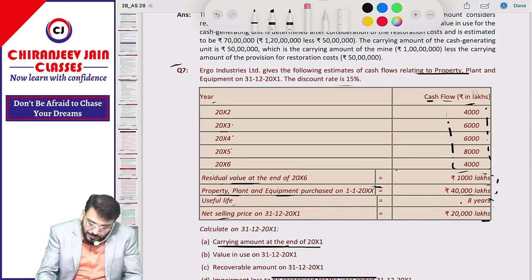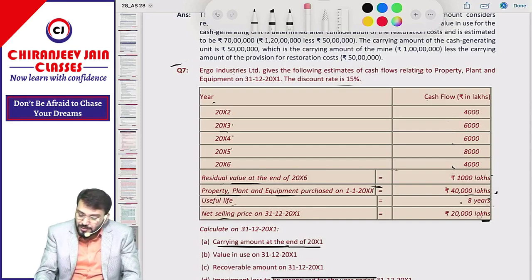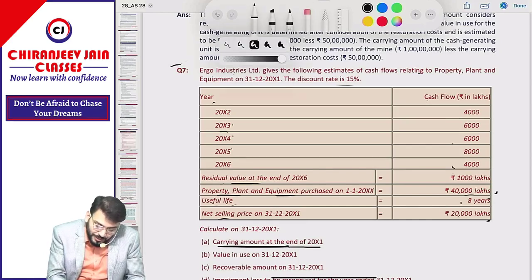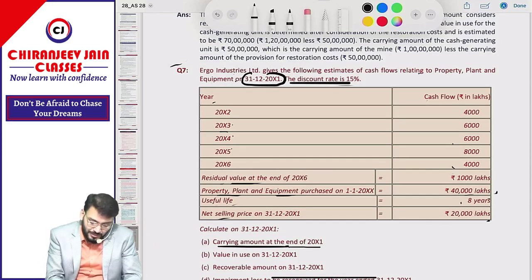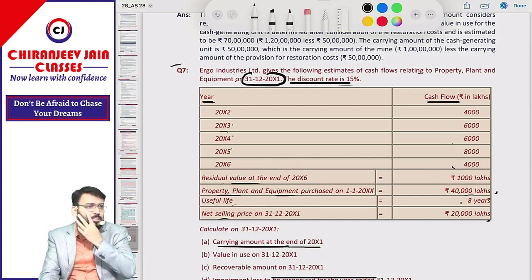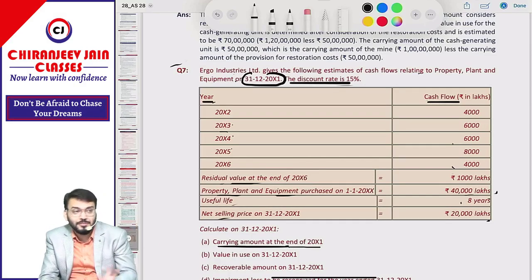They have given: Ergo Limited gives you the following estimate of cash flow relating to one PPE on 31st December 2001. So one thing is here, 31st December 2001 is the date of impairment, means on this date we need to perform impairment testing. Am I right or not? Correct. The discount rate is given to calculate what price? Present value. Yes. They have given estimated cash flow. In this chapter they will always give you estimated cash flow, means they will not ask you to estimate.